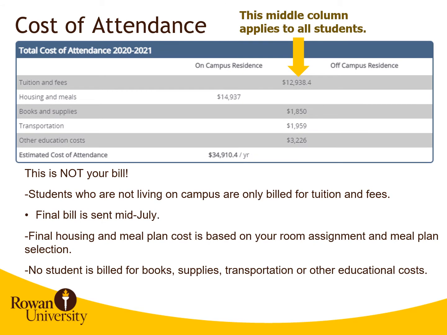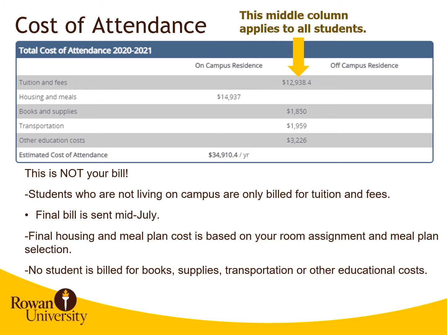The cost of attendance is a breakdown of all the possible costs associated with attending school for 1 year. Please keep in mind this is not your bill. Your actual bill will be sent out to you over the summer. It's usually available in mid-July. The cost of attendance is actually going to just break down all the possible costs associated with school, but the only things that you'll be billed for will be, of course, your tuition and fees.